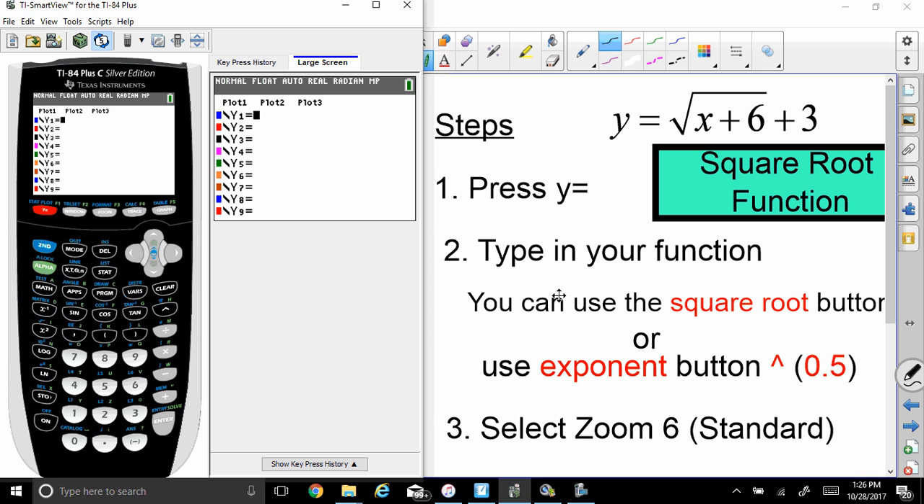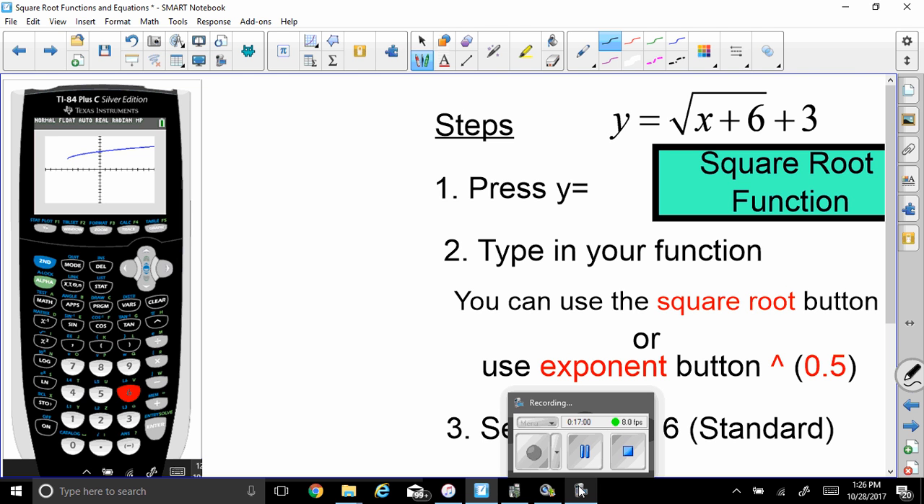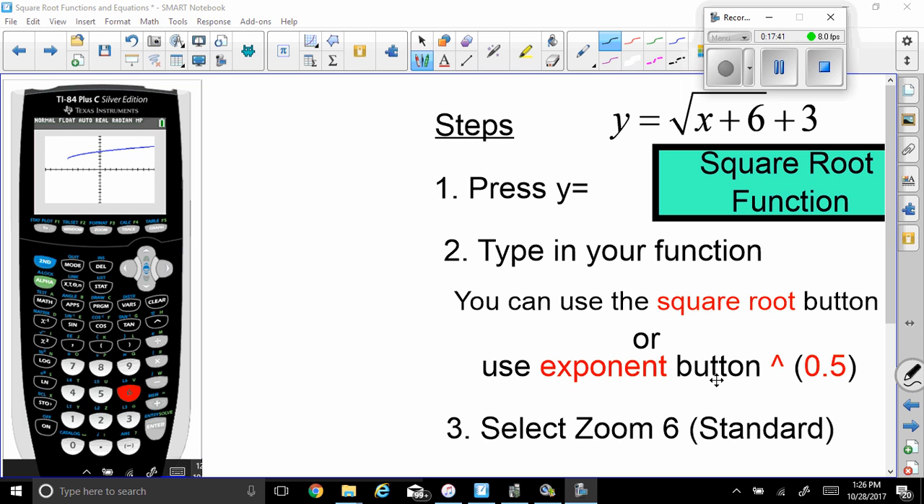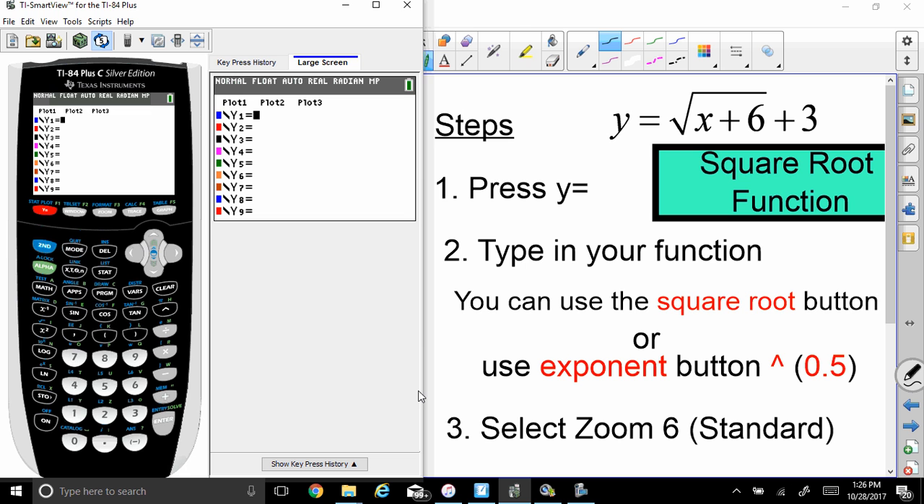Type in a function. Now you can use the square root button, or you can use the exponent button, which is the caret with 0.5. Why 0.5? Because the exponent of 1/2 is the square root. So we can change 1/2 to 0.5, and I find that a lot nicer than trying to type in fractions on the calculator, but you should know that anyway, just in case. But that's a nice shortcut.